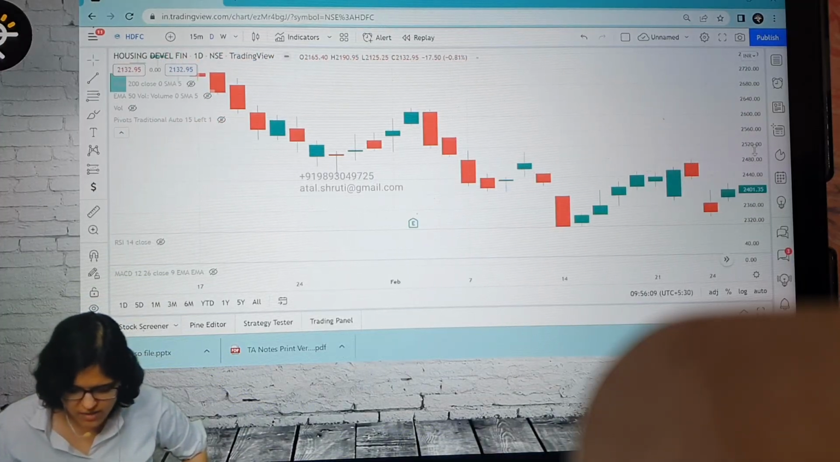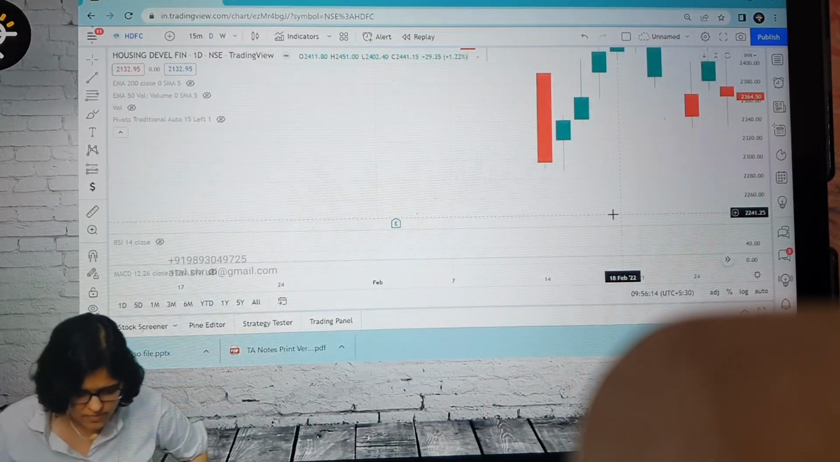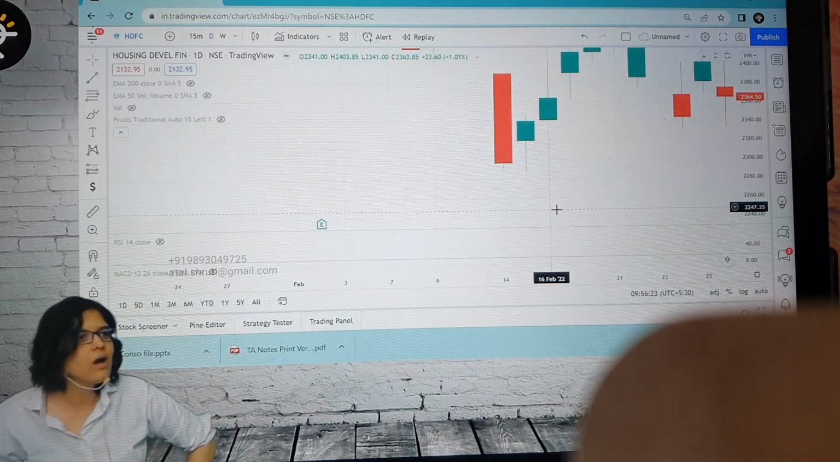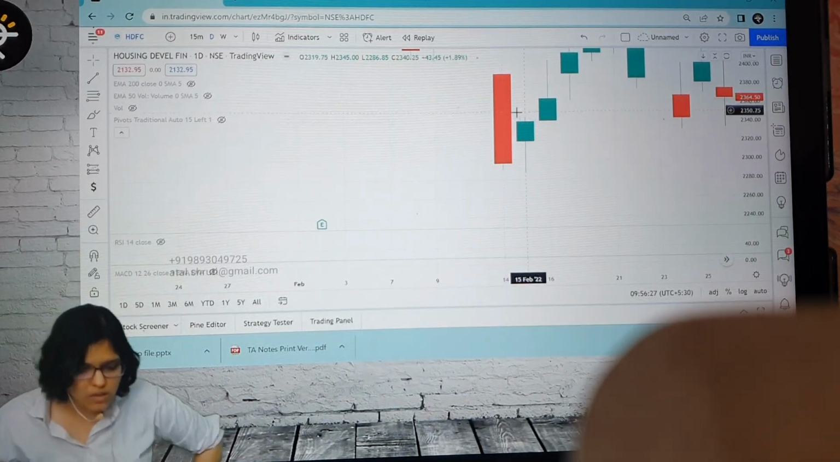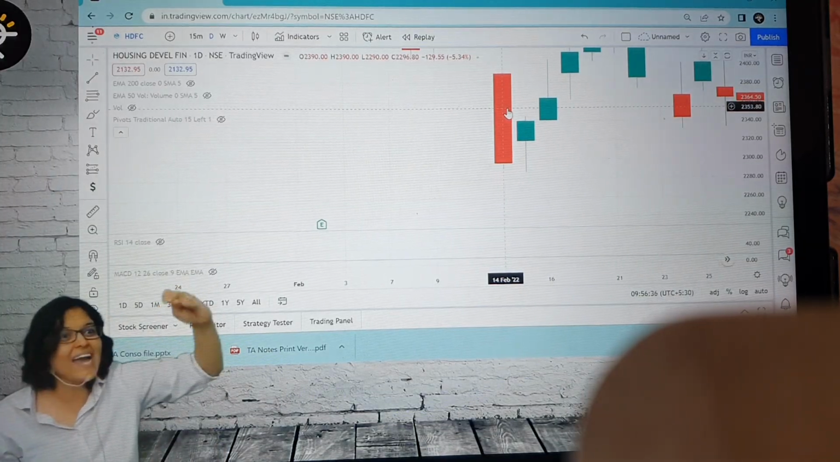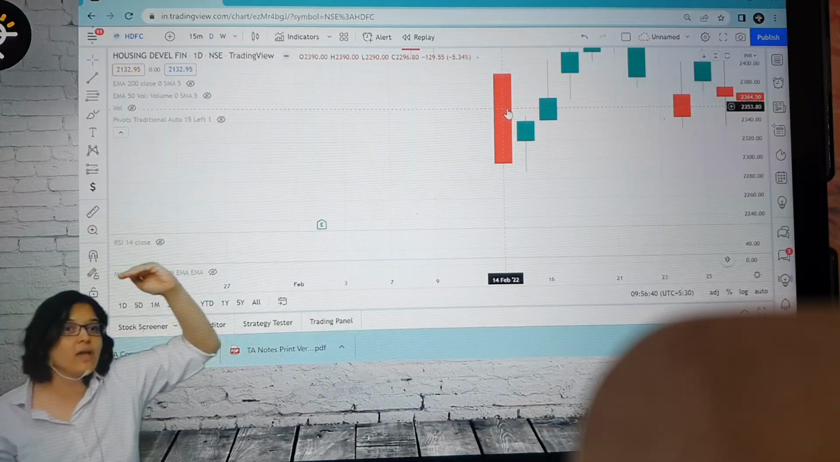Now I'll show you one amazing candle. What do you see different in this candle? No upper wick. What happened? Someone rubbed it off? High and open are the same because it is a red color candle. So open will be the high, close will be the low.